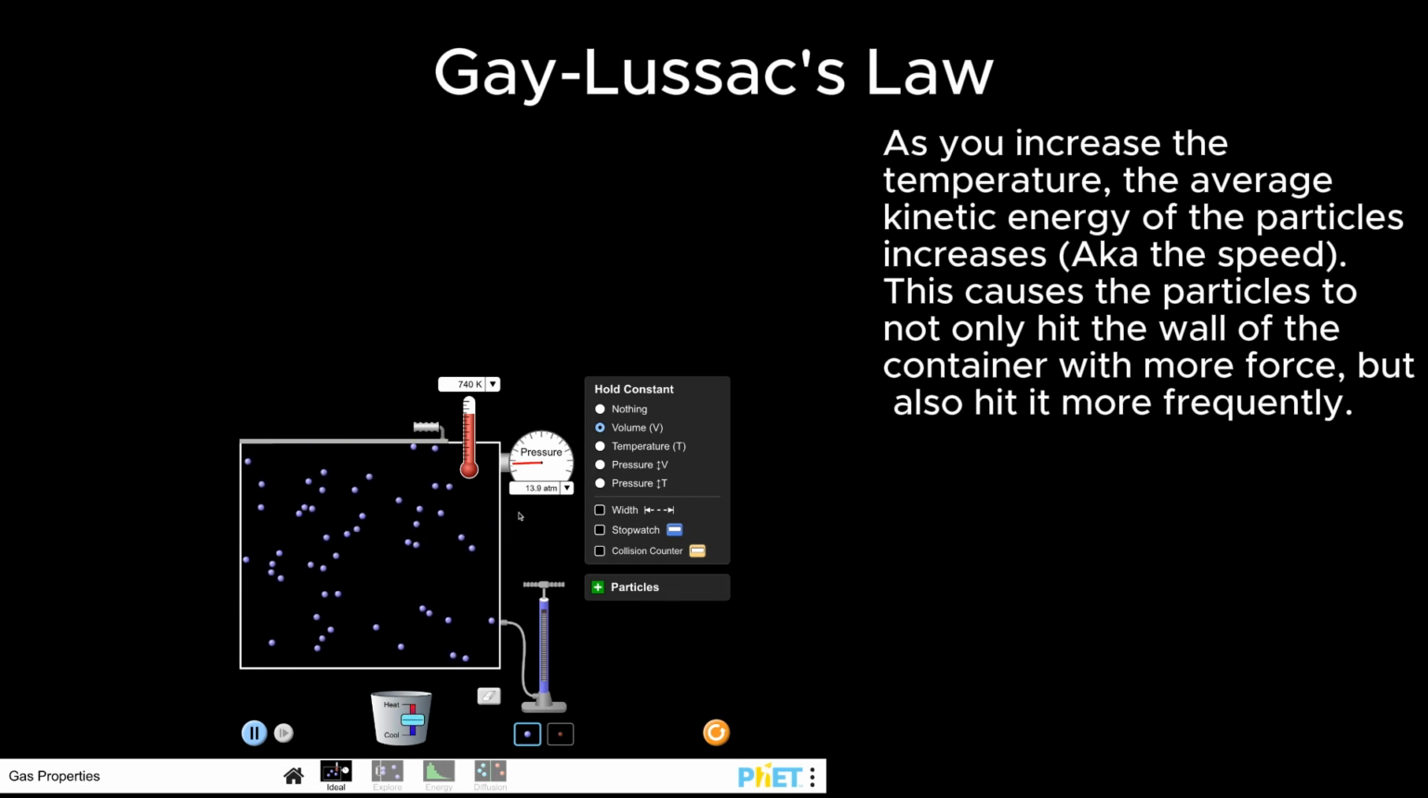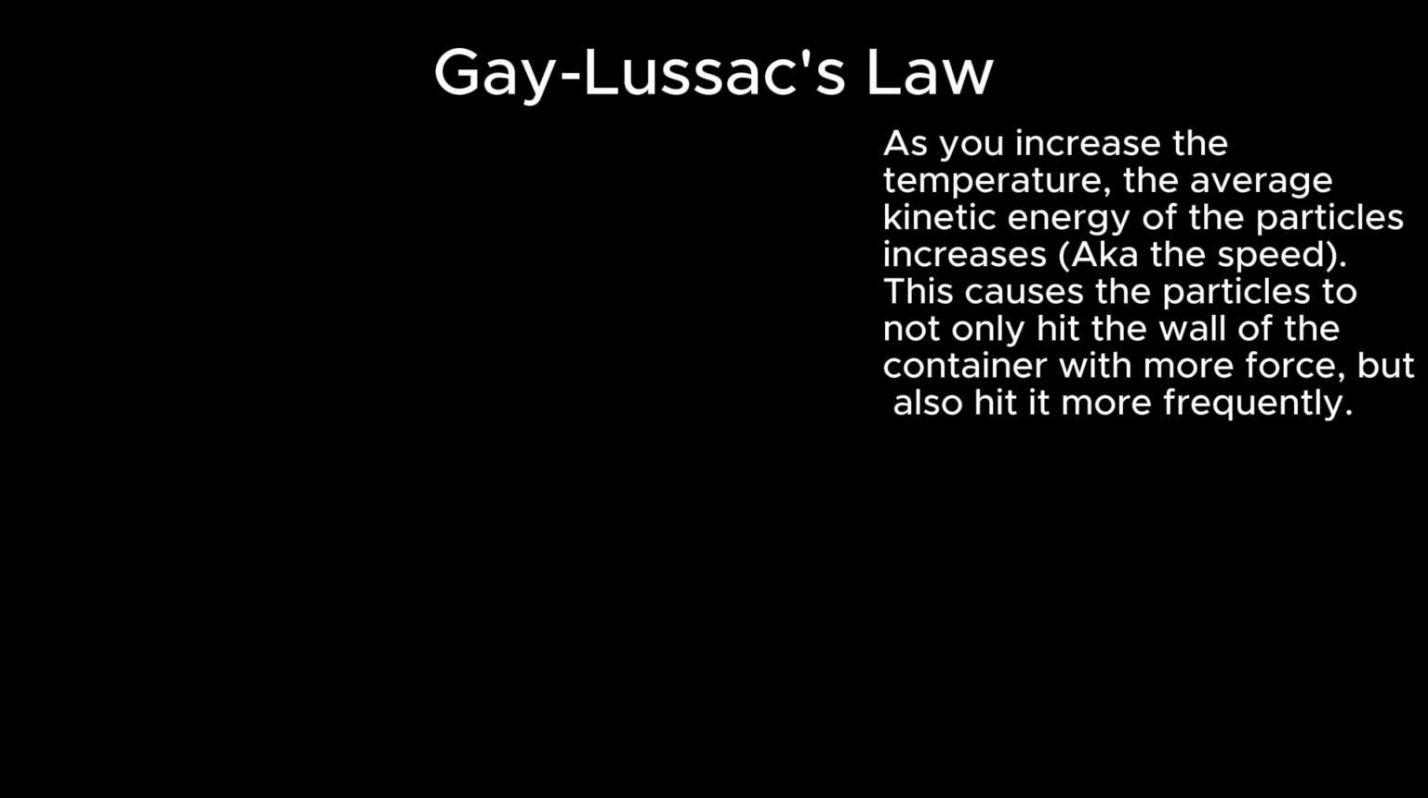Why? Well, for two reasons. First of all, when the gas particles are faster, they hit the wall with more force. And second of all, because they are faster, they hit the wall more times. There are more collisions. So as temperature goes up, pressure goes up. Temperature goes down, pressure goes down. This means that temperature and pressure are directly proportional. The formula is very similar to Charles's law, and it is P1 divided by T1 equals P2 divided by T2.